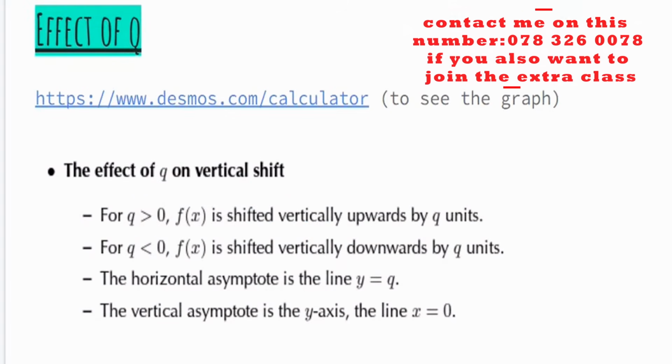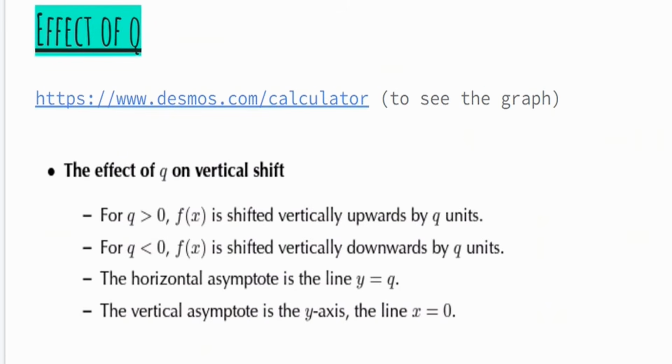So then we move to the effect of Q on the vertical shift. For Q greater than 0, f of x shifts vertically upwards by Q units. For Q less than 0, f of x shifts vertically downwards by Q units, right? Then the horizontal asymptote is y equals q, and the vertical asymptote is the y-axis, which is the line x equals 0.